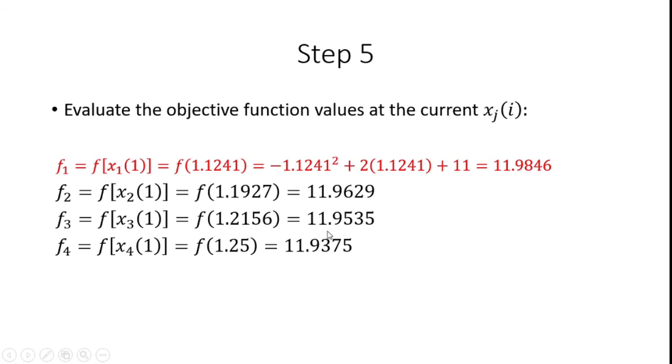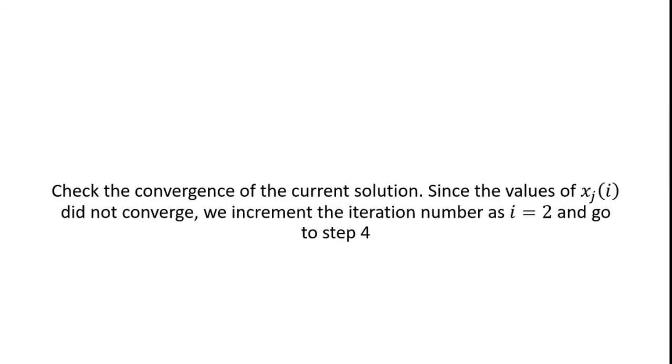Likewise, again I compare the 4 P best values. From this I can choose the G best value. Here for the G best value I compare 11.9629, 11.9535 and 11.9375 with 11.9846. So 11.9846 is the maximum value. So the G best value from the available P best is 11.9846, and the corresponding input variable is 1.1241. Likewise, I got the solution from iteration 1.